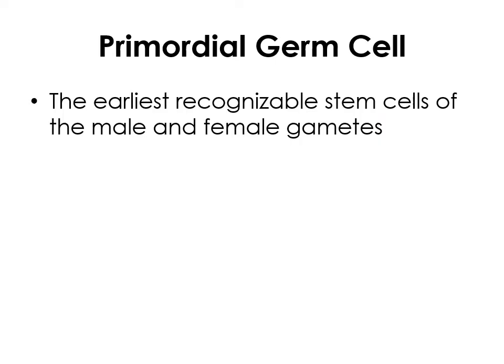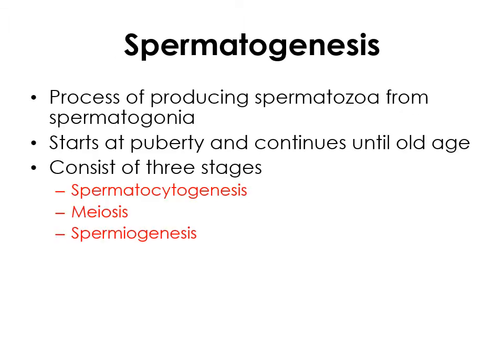So the primordial germ cells are the earliest recognizable stem cells of the male and female gametes. Spermatogenesis is the process of producing spermatozoa from spermatogonia. It starts at puberty and continues until old age. It consists of three stages: spermatocytogenesis, meiosis, and spermiogenesis.